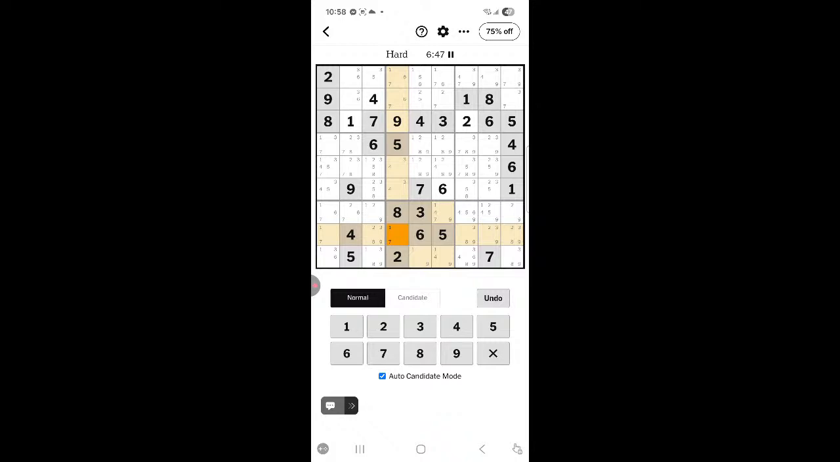If 6 doesn't, 6 does. 3 doesn't. 3 does. 9, who knows? 7, who knows? 2, who knows? I'm not articulating enough. I don't care.